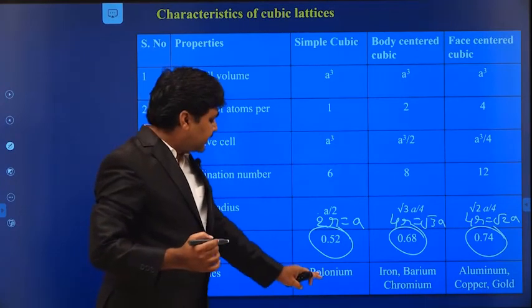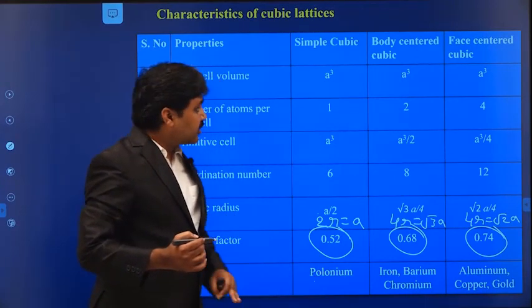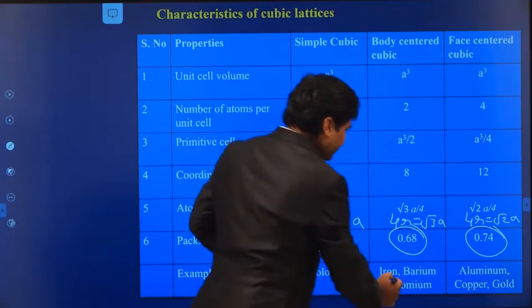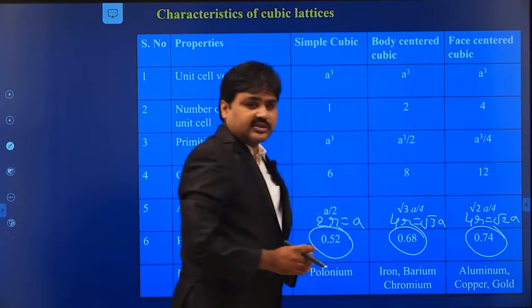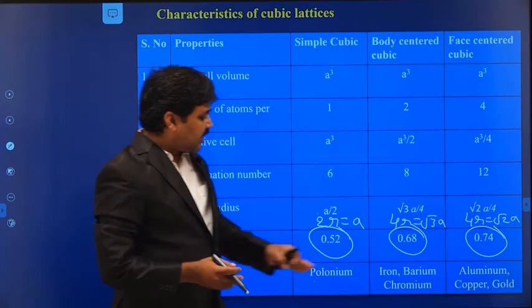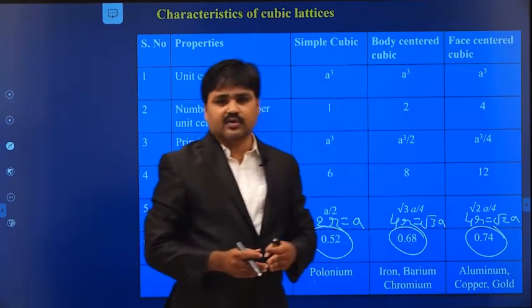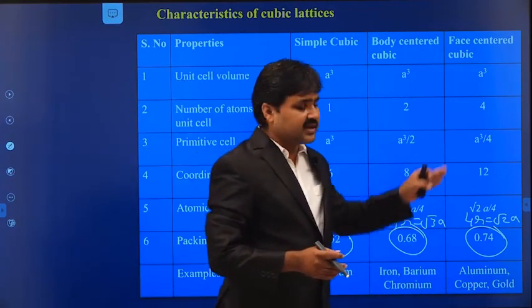So the only element that crystallizes in the simple cubic structure is polonium, and in the case of body centered cubic, iron, barium and chromium crystallize in the body centered cubic structure. And most of the metals like aluminum, copper, gold, silver, these metals crystallize in the FCC structure.